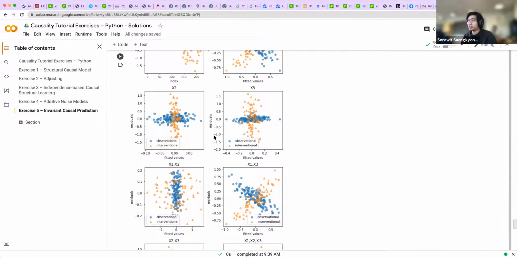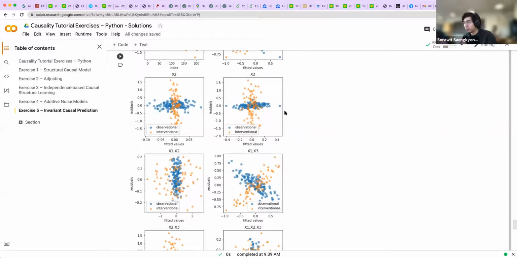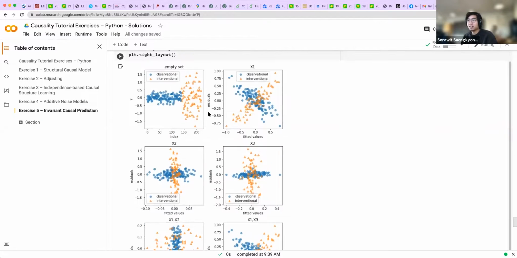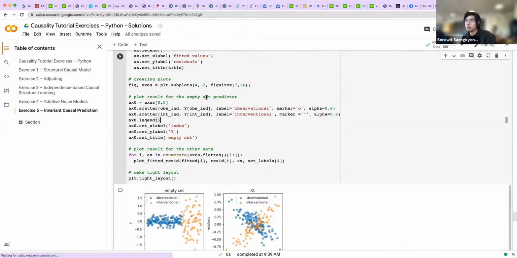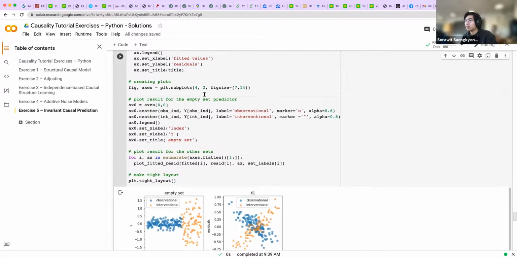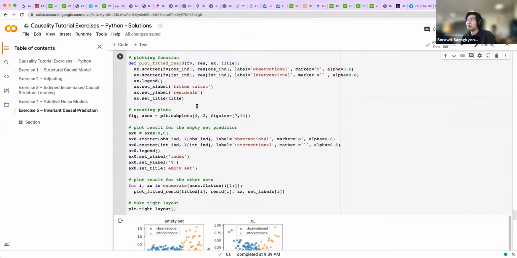And the last question would be: let's say we have a candidate of the invariant subsets. Can we then guess what would be the causal parent? I hope that it makes sense, and otherwise you can also put a question in the chat.